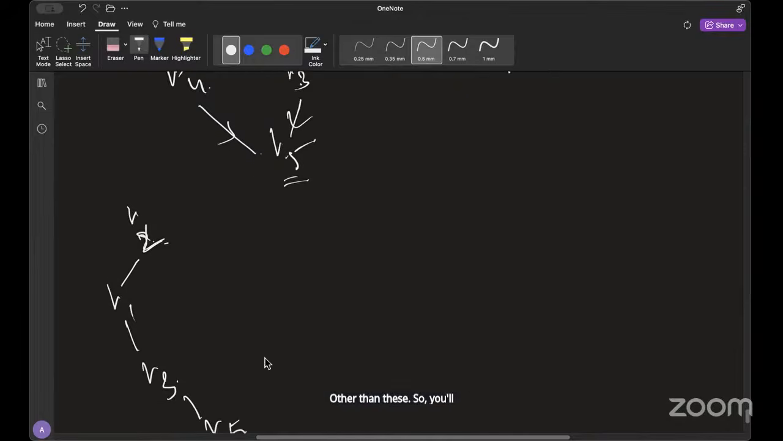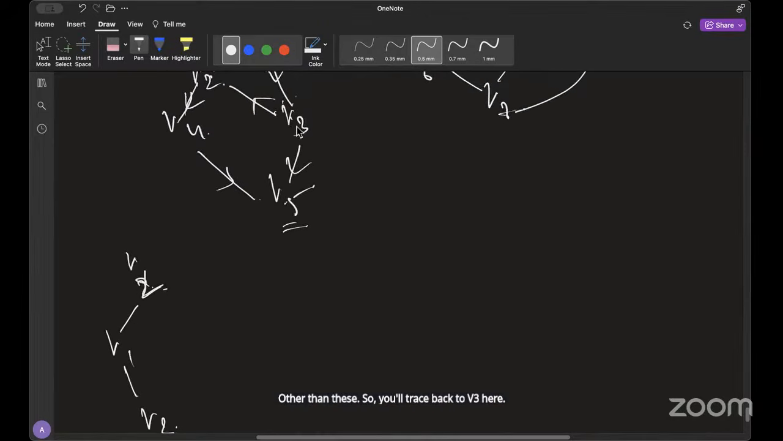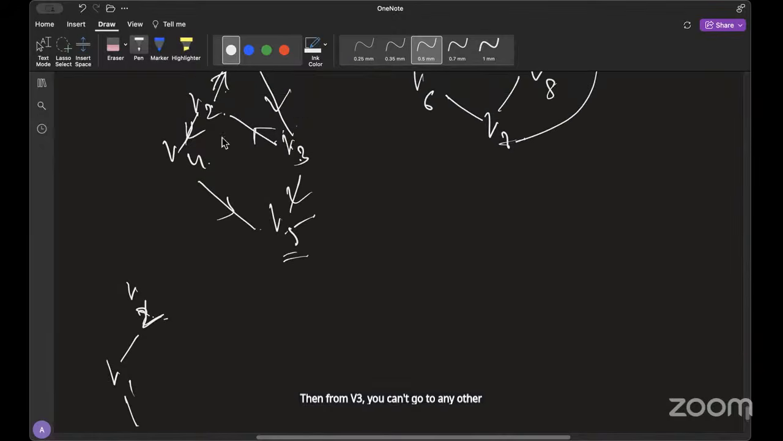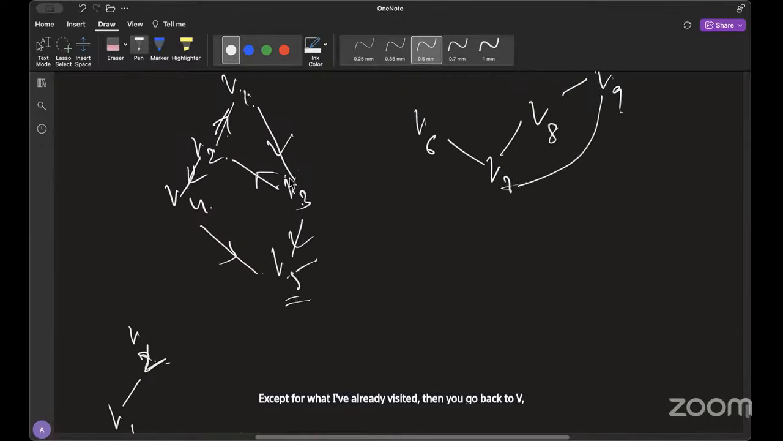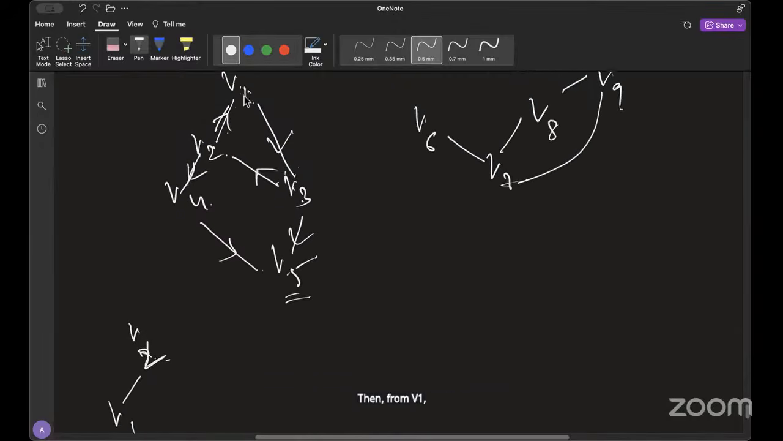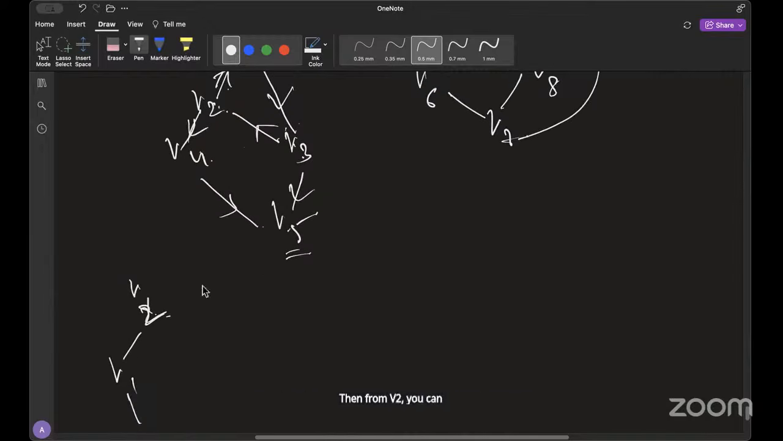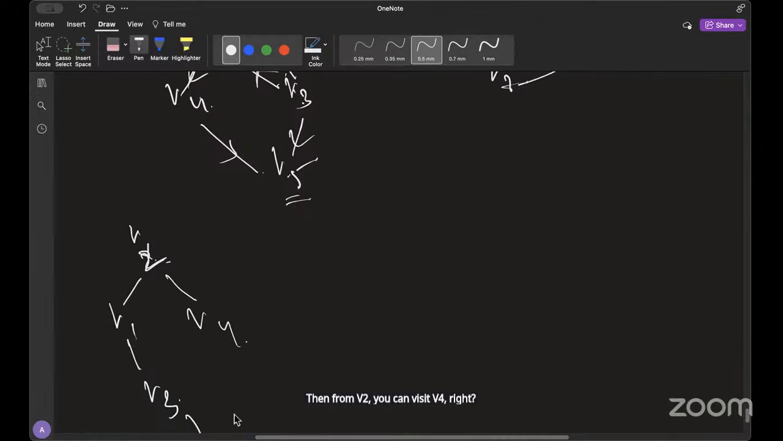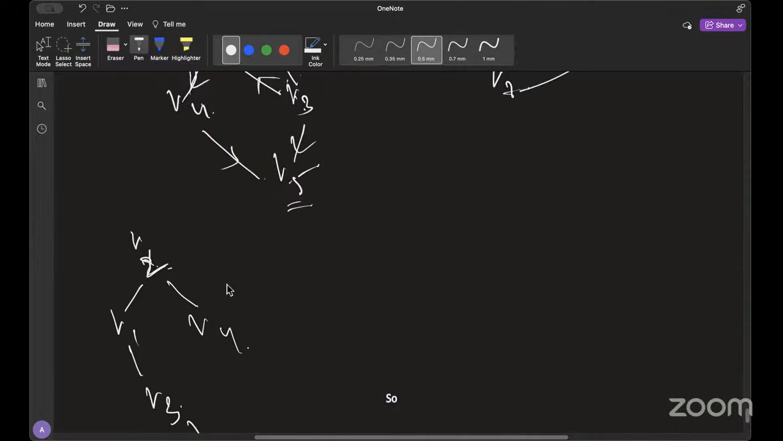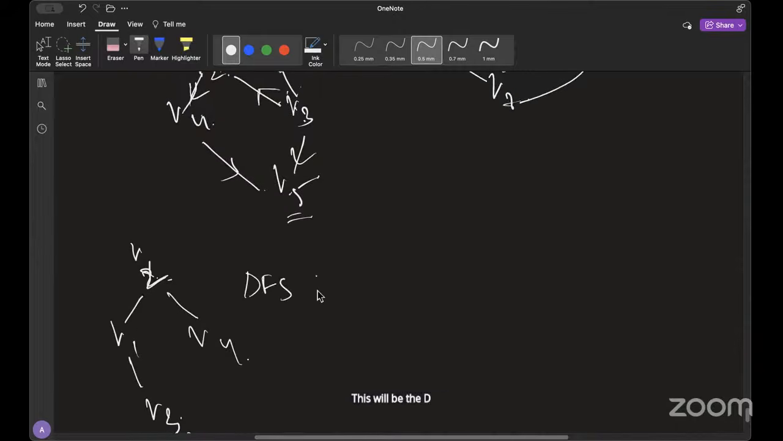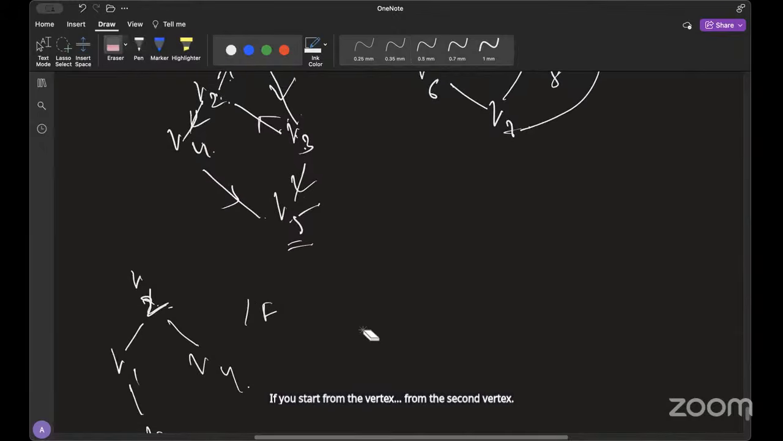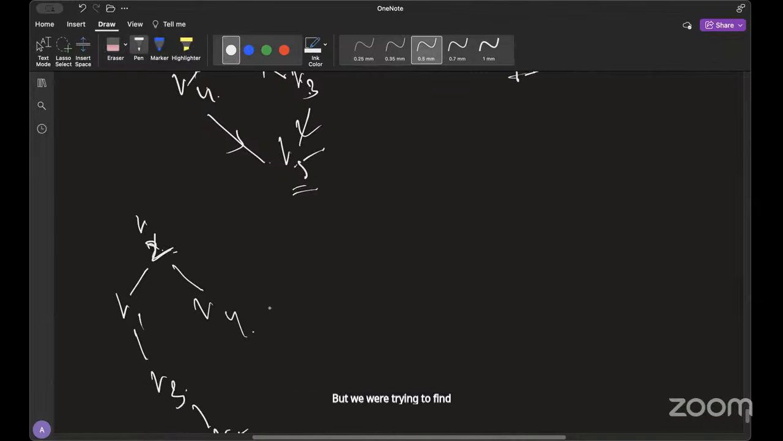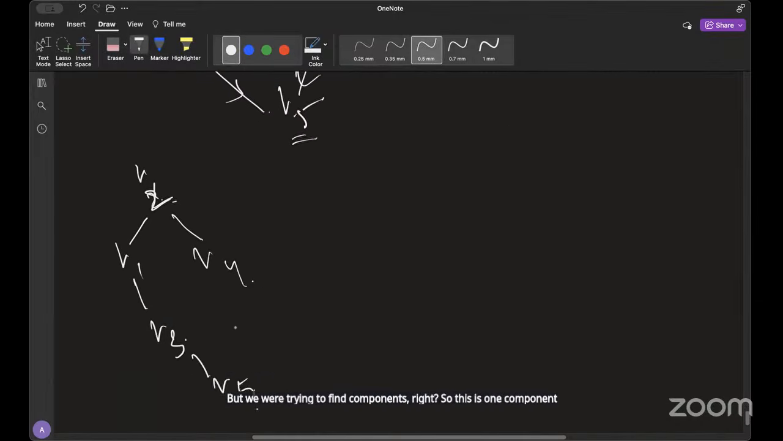So you trace back to V3 here. Then from V3, you can't go to any new vertex, except for what are already visited. Then you go back to V1. Then from V1, you can't visit anything new. So go back to V2. Then from V2, you can visit V4, right? So write V4 here. This will be the DFS tree if you start from the second vertex. But we were trying to find components, right? So this is one component. This entire thing is one component.